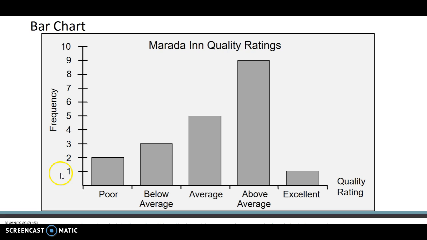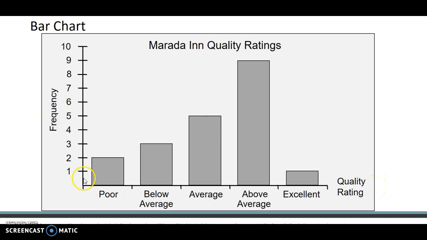In this case, we're graphing a frequency distribution on a bar chart. So we're going to put frequency here. That's the number of times a guest responded poor, below average, average, above average, or excellent in the 20 people we surveyed. On the x-axis here, we have quality rating.